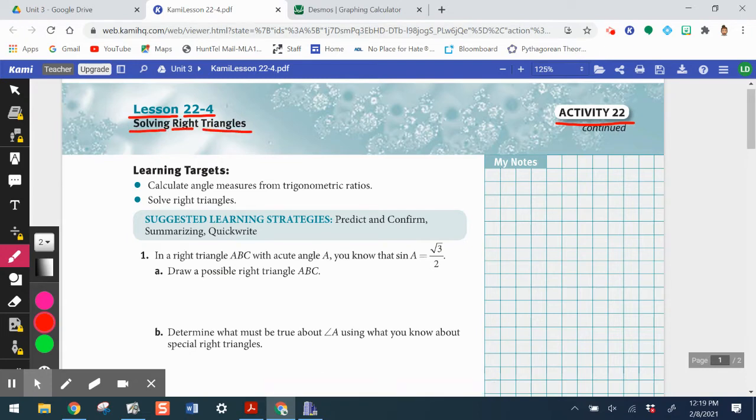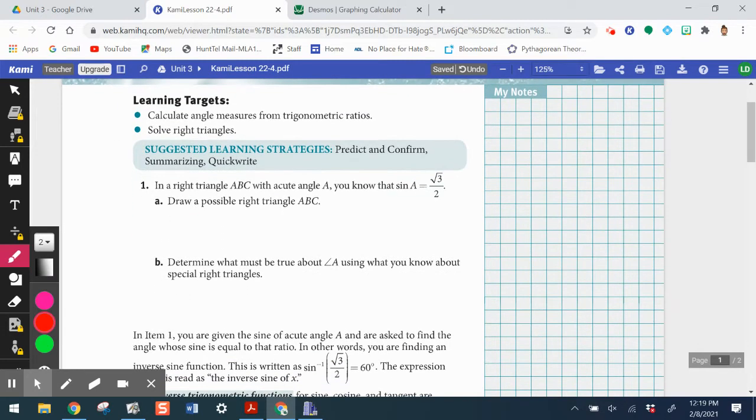And so for the last few lessons, we've been exploring these three major trigonometric ratios, also referred to as functions, as we saw in the last lesson, the sine, cosine, and tangent ratios. So let's look at our learning target here and see what is ahead in lesson 22-4.